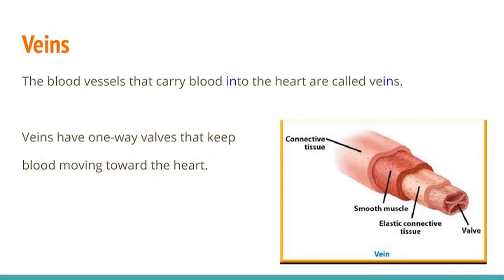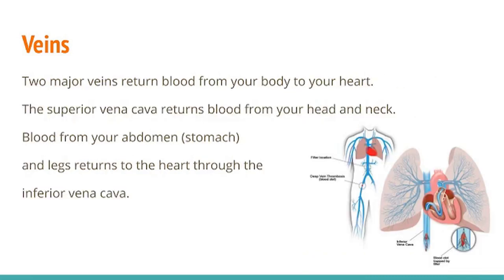Blood vessels that carry blood into the heart are called veins. Veins have one-way valves that keep blood moving towards the heart. Veins are smaller than arteries but larger than capillaries. Capillaries are connected to veins through venules, or small veins.